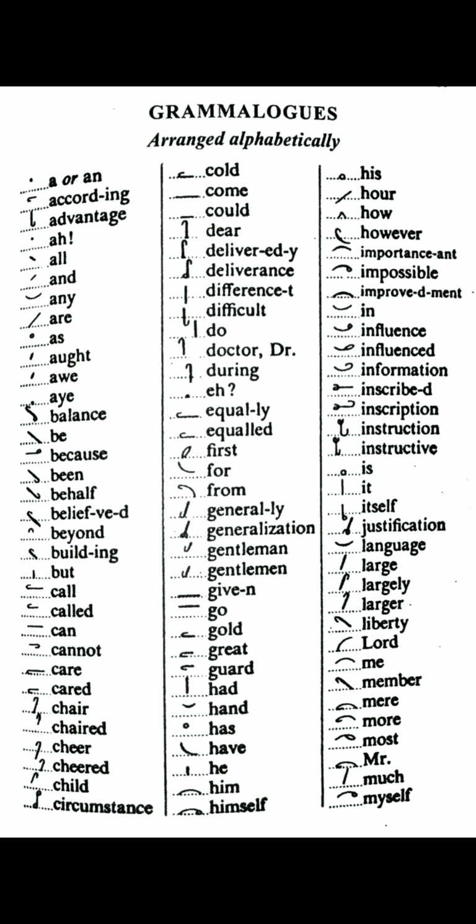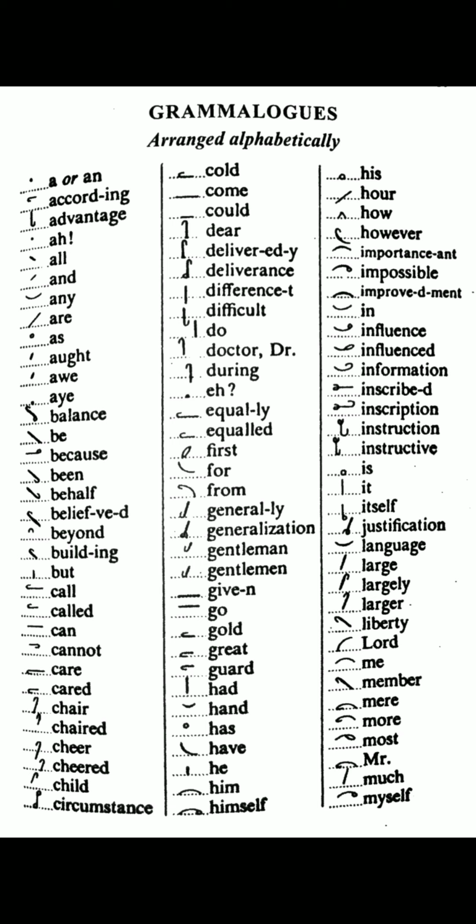K with R hook on the line for care. Same outline halved on the line for cared. J with R hook on the line for chair. Same outline halved above the line for chaired. J with R hook through the line for cheer. Same outline on the line halved for cheered. J with L hook halved above the line for child.